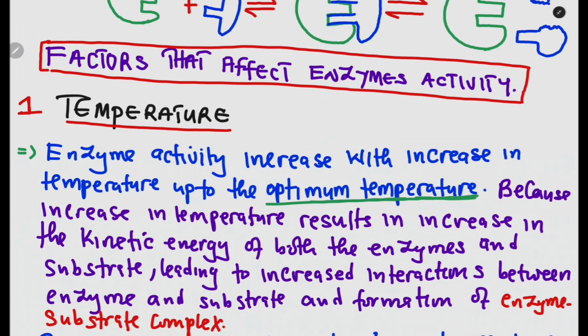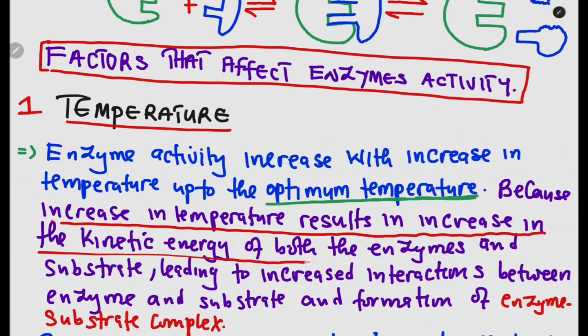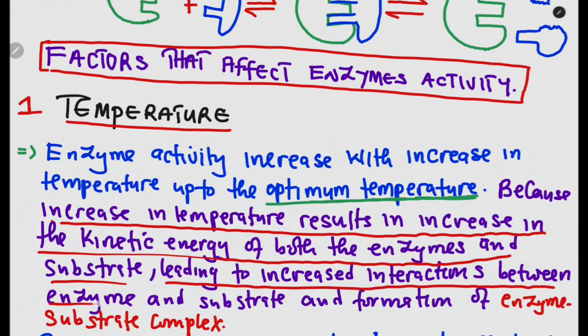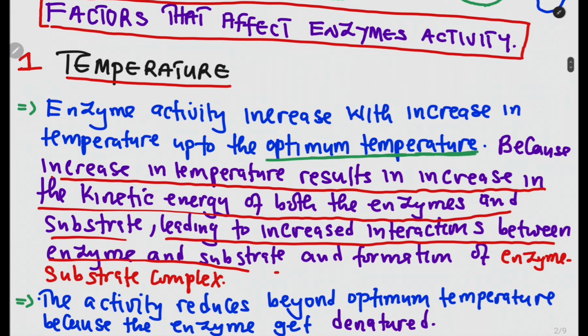Now, why does temperature increase enzyme activity? We look at it in detail. The reason behind it is that the increase in temperature results in an increase in kinetic energy of both the enzymes and the substrate, leading to increased interaction between the enzyme and the substrate, and this leads to the formation of what we call the enzyme substrate complex. Remember what we said from the start, that only if the enzyme substrate complex is formed can the products be formed.